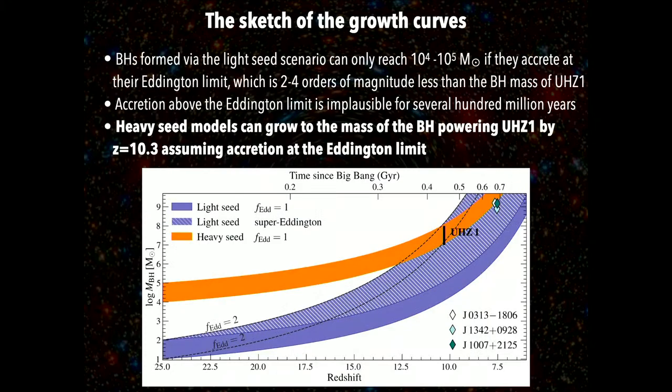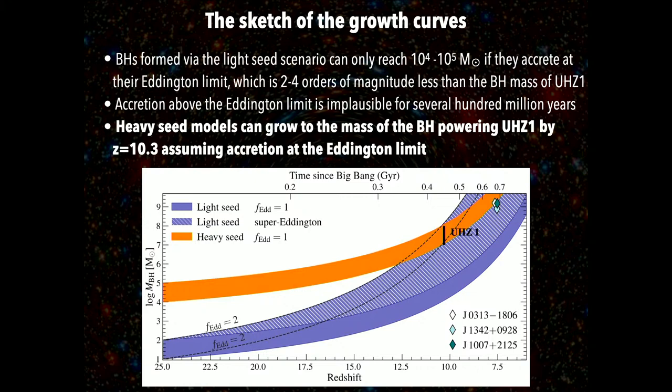Now, this is, I think, almost the last slide. This is a growth curve. It is something similar to what I showed on the very first slide, and essentially this summarizes the big picture. If the black hole is formed by the light seed scenario, starting with a seed mass of 10 to 100 solar masses at redshift 25, and you grow with the Eddington accretion rate, then at redshift 10 you only get to about 10 to the 4 solar masses. So you are 2 to 4 orders of magnitude below the black hole mass of UHZ1. If, however, you start with a heavy seed, you can get there from redshift 25 to redshift 10 with Eddington accretion.